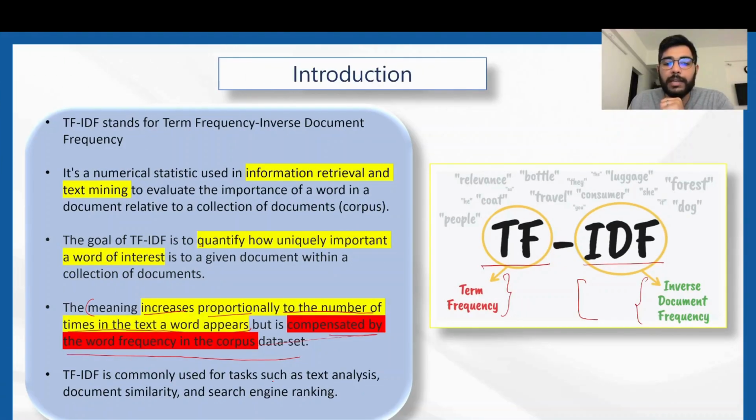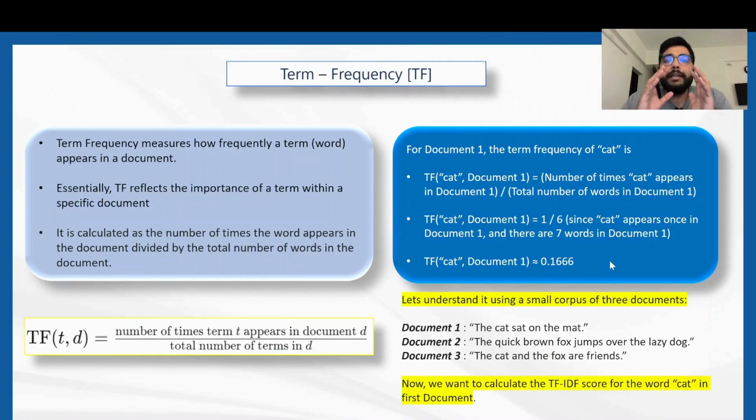TF-IDF is commonly used in tasks such as text analysis, document similarity, and search engine ranking, basically in all the tasks that require natural language text to be converted into a numerical matrix that can be consumed by a machine learning model. Now, to implement term frequency inverse document frequency mathematically, we'll first go through the mathematical implementation of term frequency.